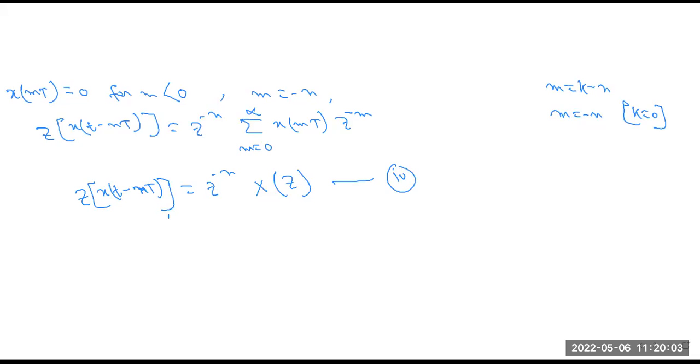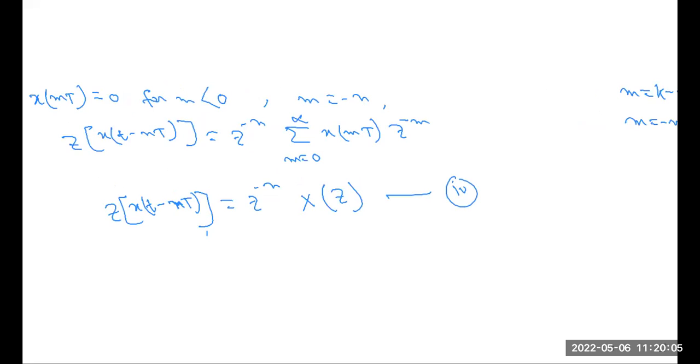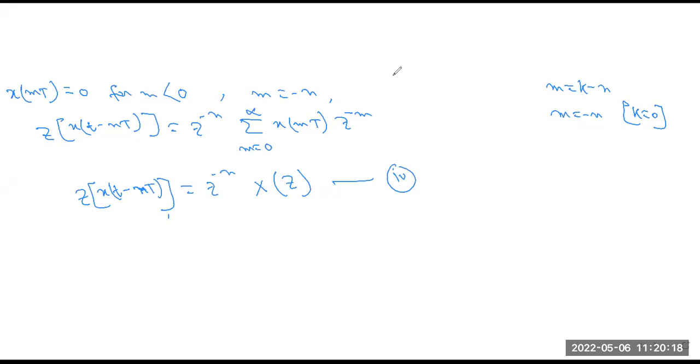Another function we have to apply, and here you can see this is basically a multiplication theorem we have to apply, because z to the power minus n is multiplied by X of z. Okay, this is the multiplication theorem. It is also applicable to the shifting properties.